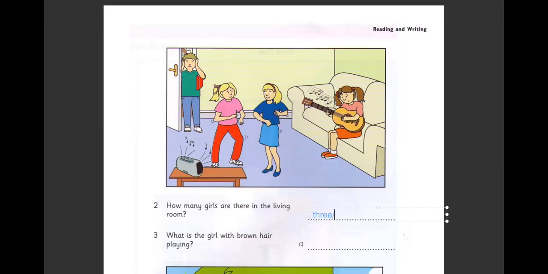THREE. Very good. Or else you can write the number. Okay, 3, THREE, or else you can write it in number.